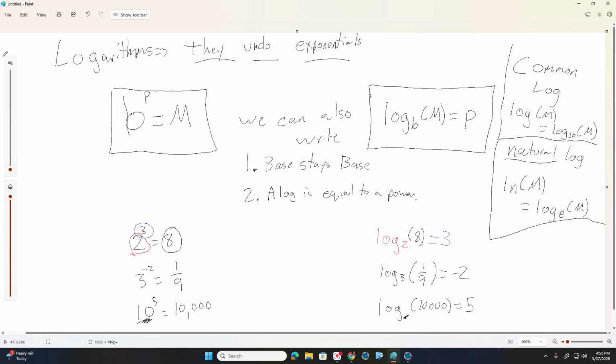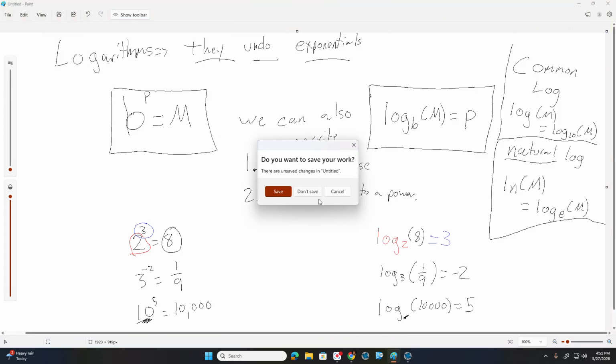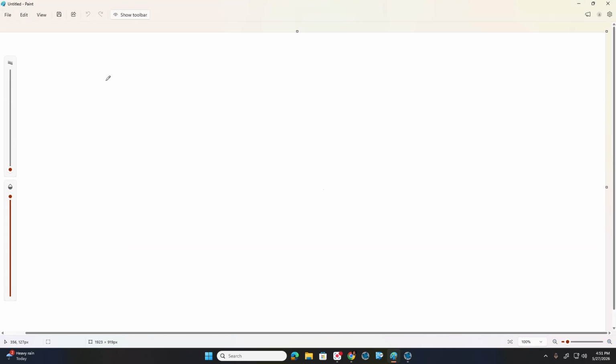Now, why do we care about logs? Well, logs have some interesting properties that are actually going to help us solve some things. For example, going back to my original problem, we said that 3 to the x equals 9 is solved when x equals 2. But we wanted to solve 3 to the x equals 9.5. Now, how can we solve this one a little bit better?